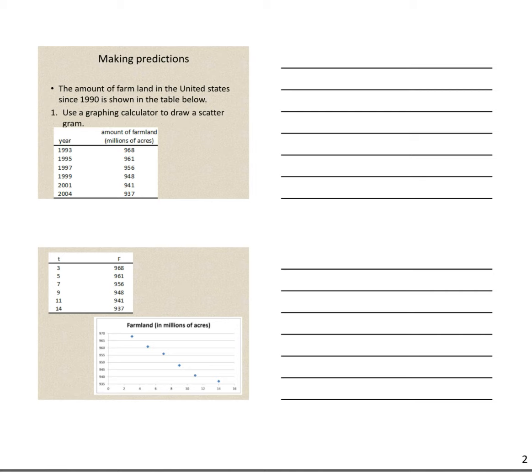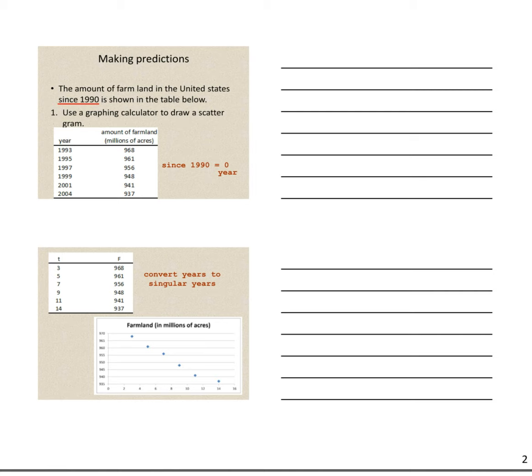So something to be aware of is, when did this start? The amount of farmland in the United States since 1990 is shown in the table below. So since 1990 means year zero, we convert it to singular years. Hence the table that you see below has been converted to singular years. You always want to convert full years to singular years to make it easier to plot.